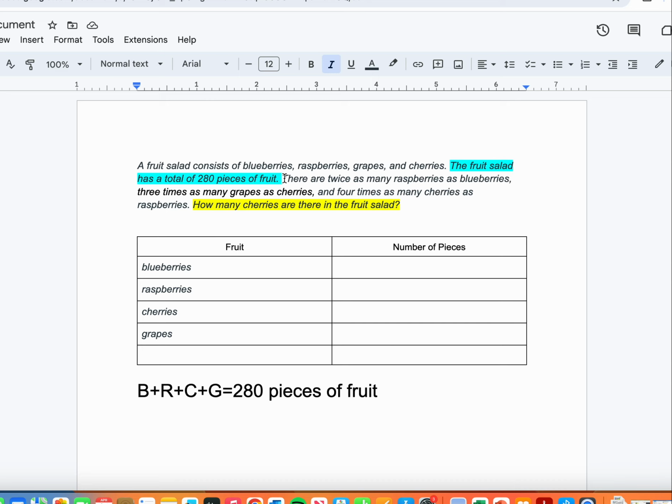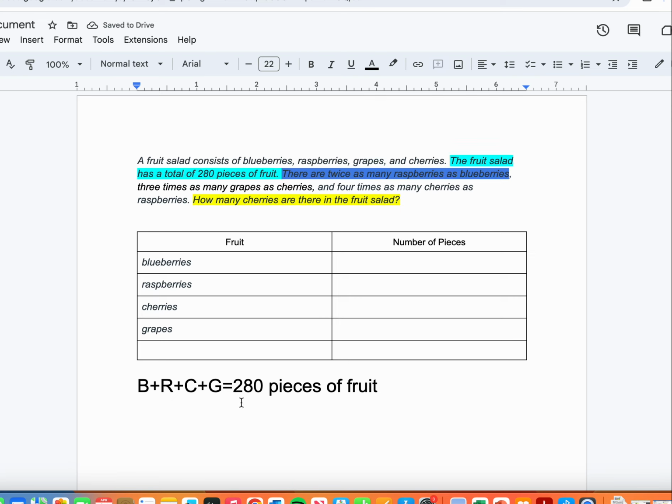So our first clue says there are twice as many raspberries as blueberries. And let's assign variables to each of these fruits. Let's let blueberries equal x, and then we know that there are twice as many raspberries as blueberries, so we can let raspberries equal 2x.